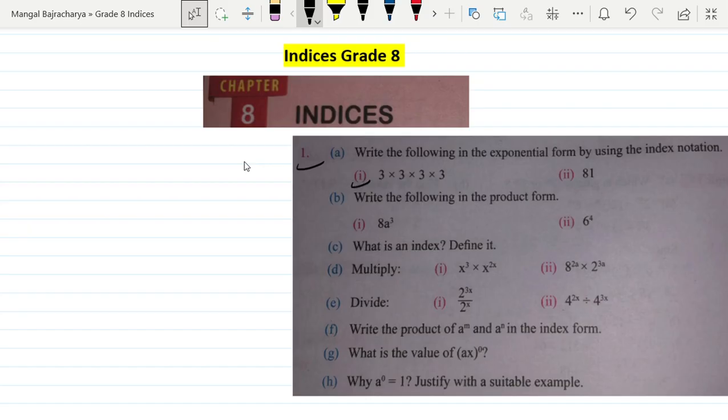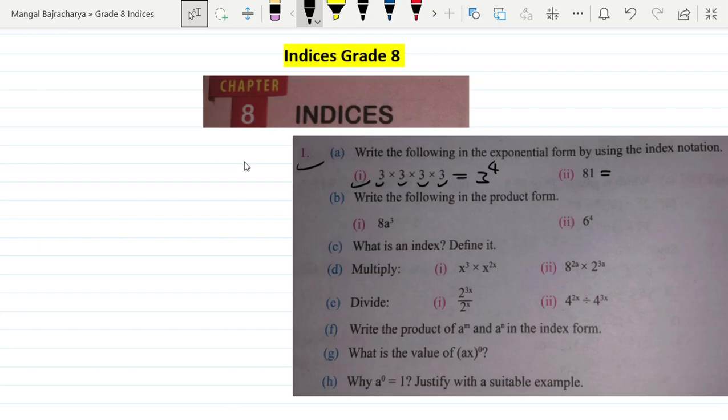So what is here? Number 1. Here 3 is getting multiplied 4 times: 1, 2, 3, 4. So we have to write this as 3 raised to the power, or index, or exponent 4. Right? And the second number, 81, we break it.